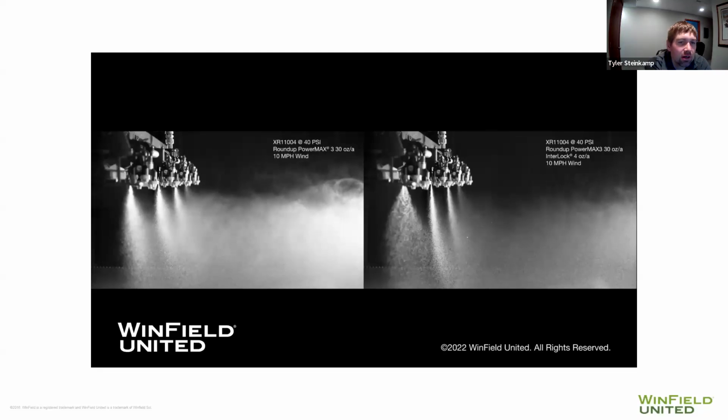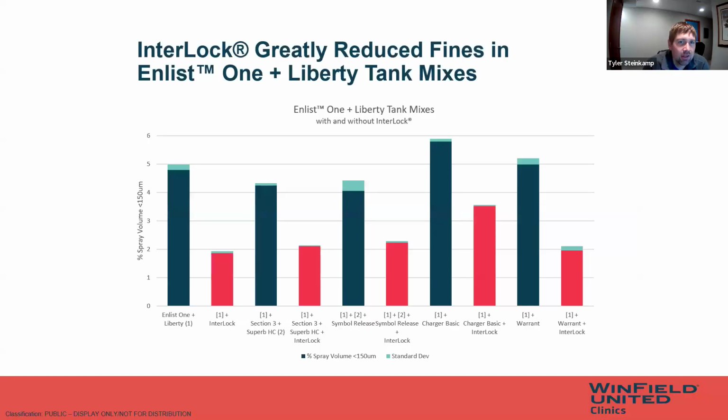So how can I get more consistent control? By making sure that we have the right adjuvants in the spray tank. So here's a good example with Enlist 1 and Liberty. By the way, Enlist 1 by itself actually does a fairly effective job at controlling driftable fines. And so if Enlist 1 is the only thing that is in that spray tank, realistically, interlock's probably not going to add a lot of benefit.